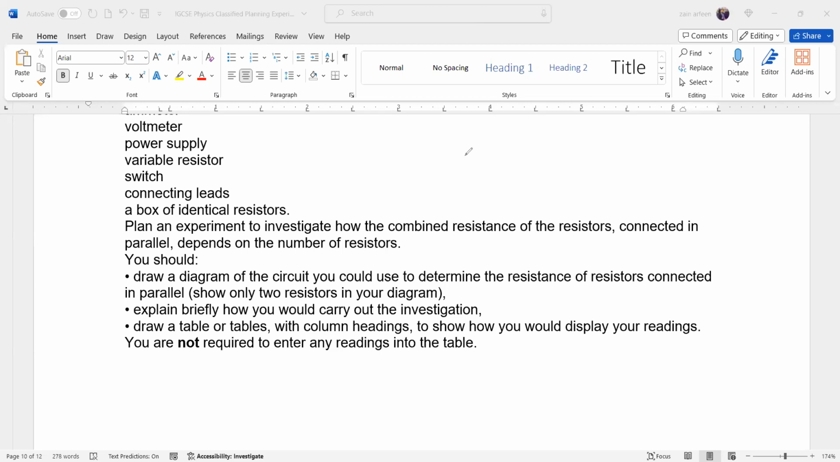To find the resistance of any circuit, you need the voltage across the components, and you need the current. So to get the voltage, what do we need? A voltmeter. To find the current, what do we need? An ammeter. So voltage divided by current will give the resistance. So we want to investigate how the resistance of the circuit changes as we change the number of resistors connected in parallel. That's the main experiment.